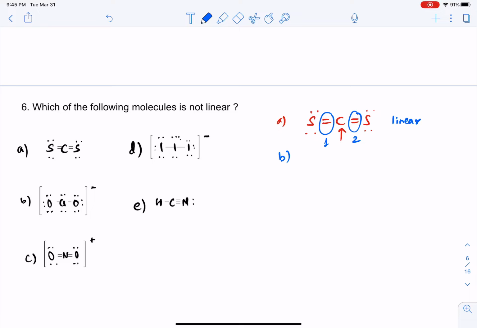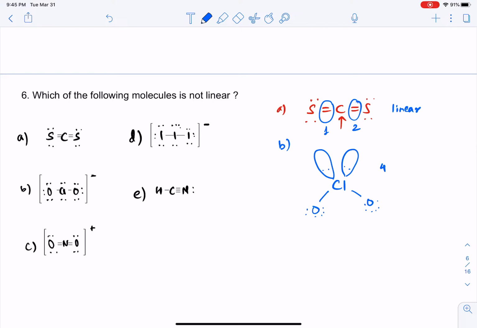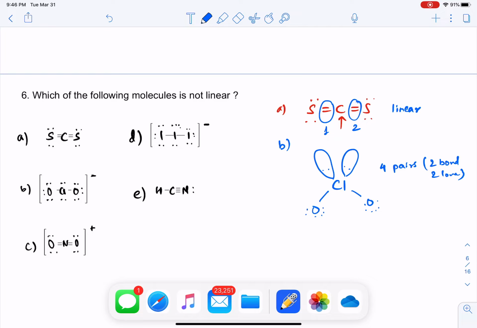Next would be B. So we have something like chlorine with oxygen, but let's directly make the Lewis structure, which we need to see. So it would look something like chlorine with oxygens, and there are two lone pairs, sorry. So this one has 4 pairs total, 2 bond pairs and 2 lone pairs. So if you check again, I will open it sideways this time, so it's much easier.